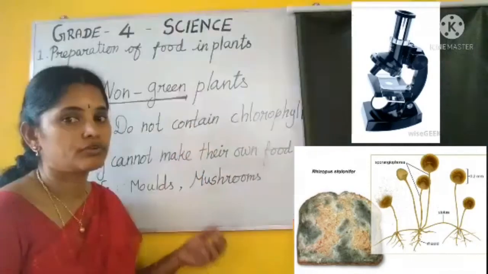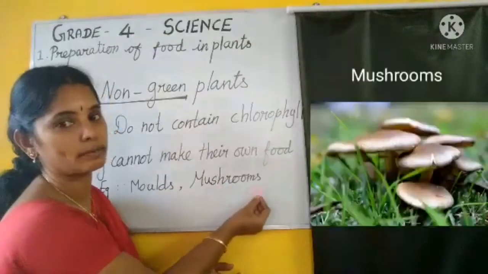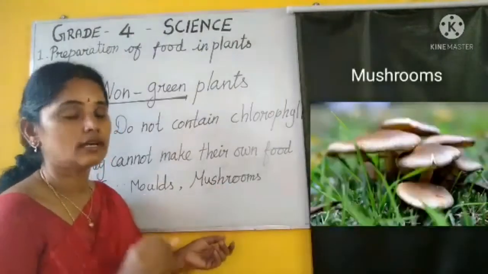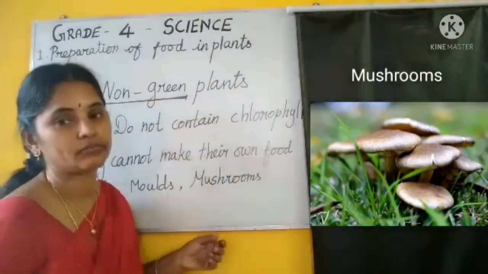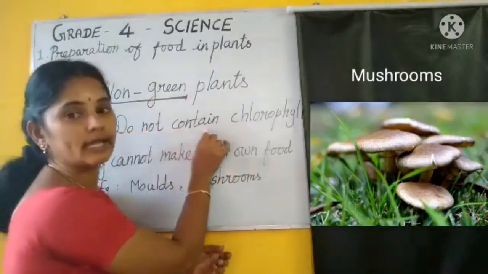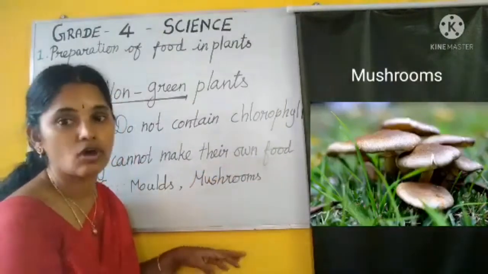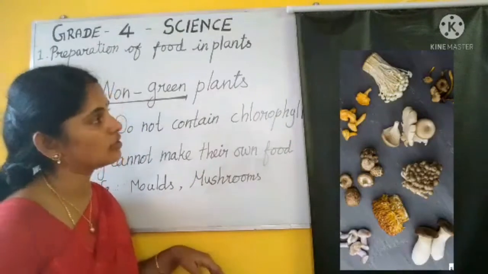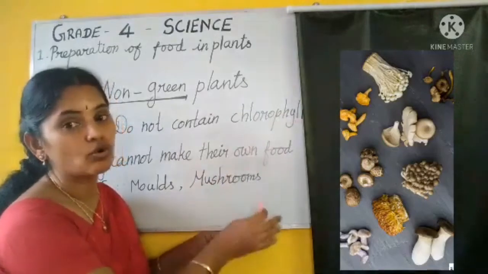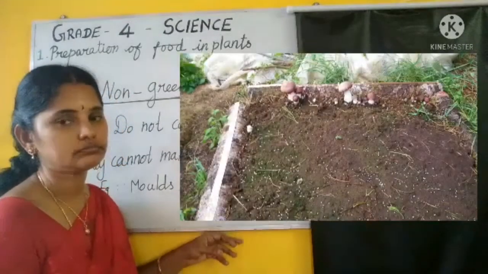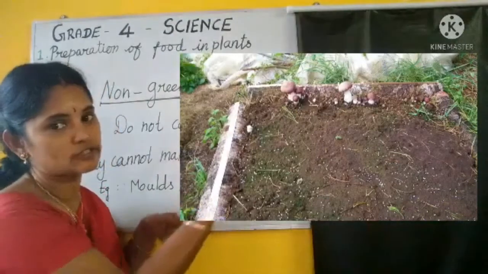So now we are going to see about mushrooms. Mushrooms. Okay, here these mushrooms also are non-green plants. They do not contain chlorophyll and they cannot make their own food. These are all plants. Mushrooms are all plants. Look, there are a variety of mushrooms. The mushrooms grow on damp regions. See where they are growing. Look at the platform, the bed where it's growing.